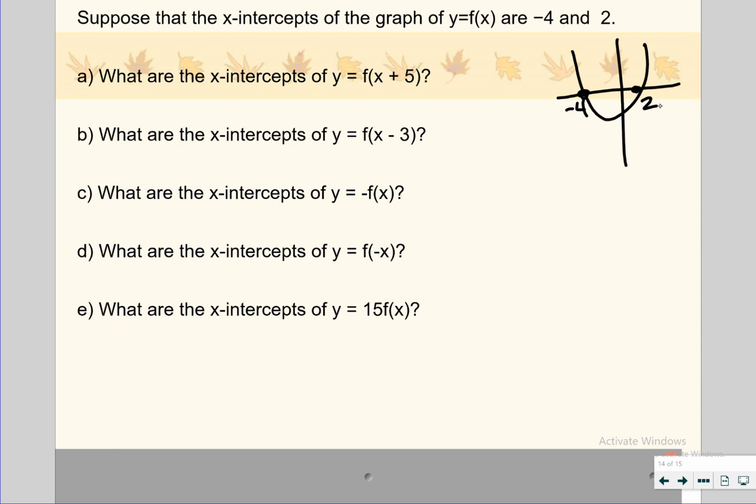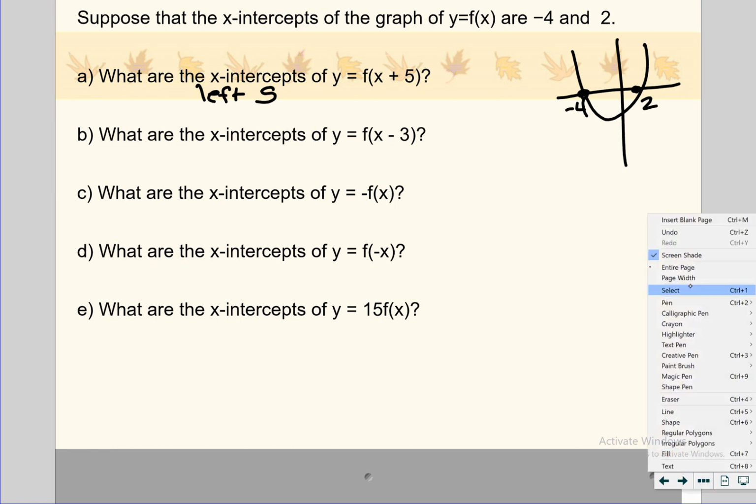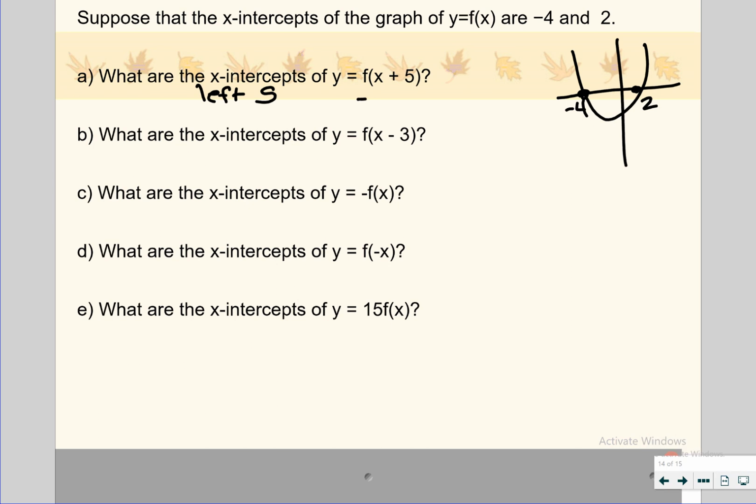-4, 2. Okay? So I want to know what are the x-intercepts going to be if I put a plus 5 in that function. What does a plus 5 do inside the function? Left 5. So if those are my x-intercepts and the whole graph is moved left 5, what are the new x-intercepts going to be? It's going to be -9 and -3. That's it. That's all you have to do.